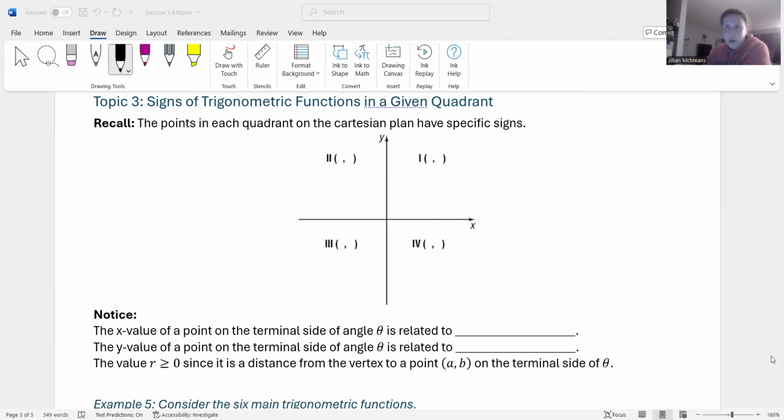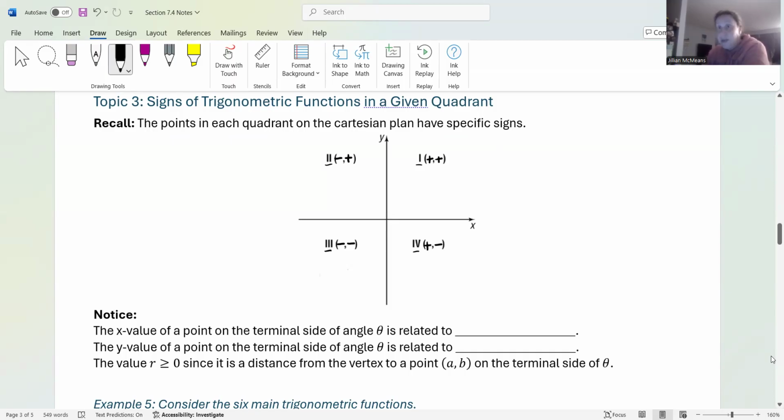So please recall and remember that this is quadrant 1. Okay, this is quadrant 2, this is quadrant 3, this is quadrant 4. Okay, if you're in quadrant 1, the x and the y coordinates are positive. If you're in quadrant 2, the x is negative and the y is positive. So we get negative, positive. If you're in quadrant 3, they're both negative, so negative, negative. And then if you're in quadrant 4, the x is positive, but the y is negative. Okay, so that's what we need to remember first.